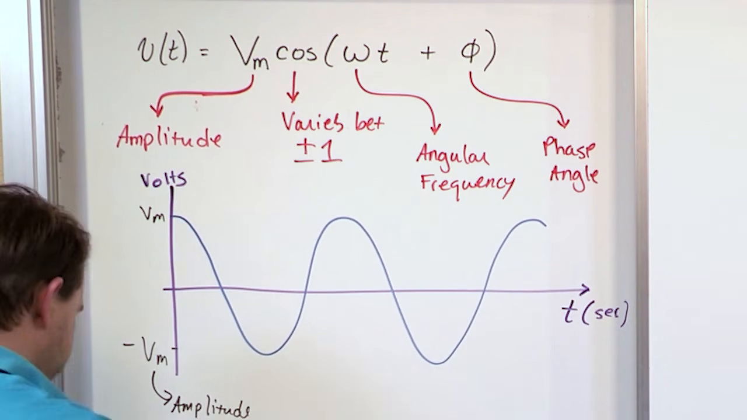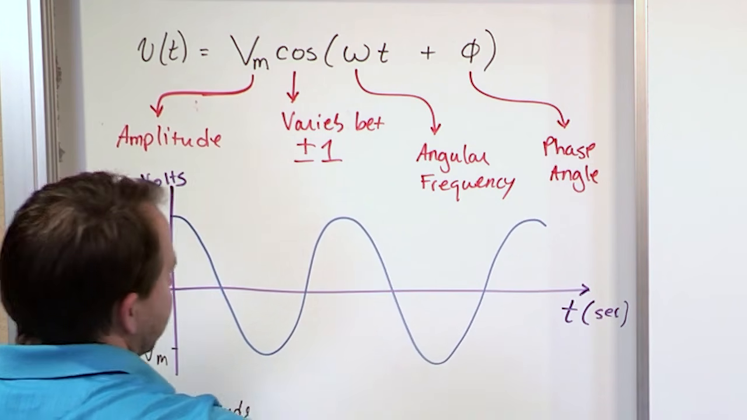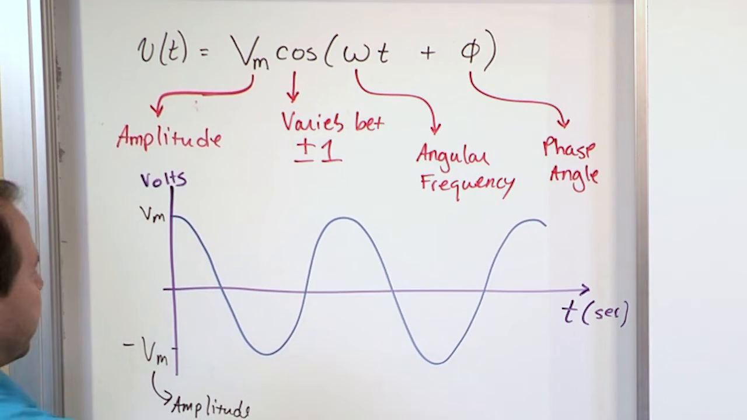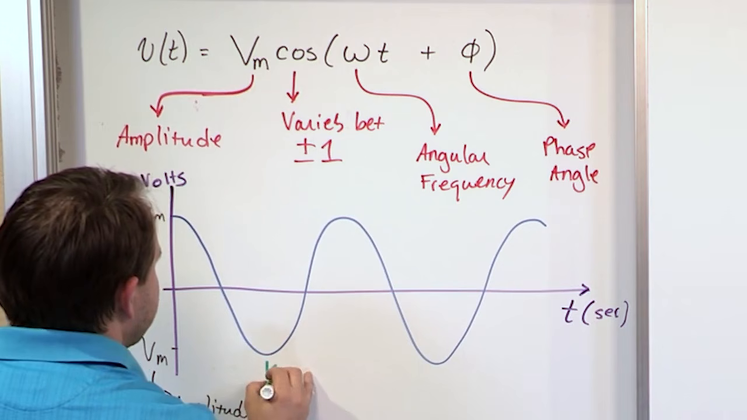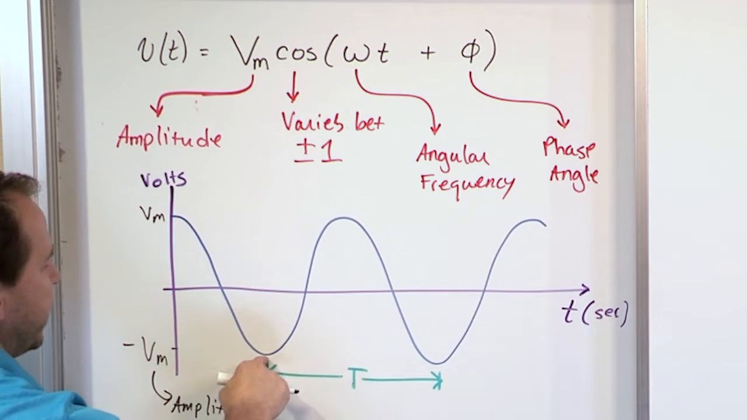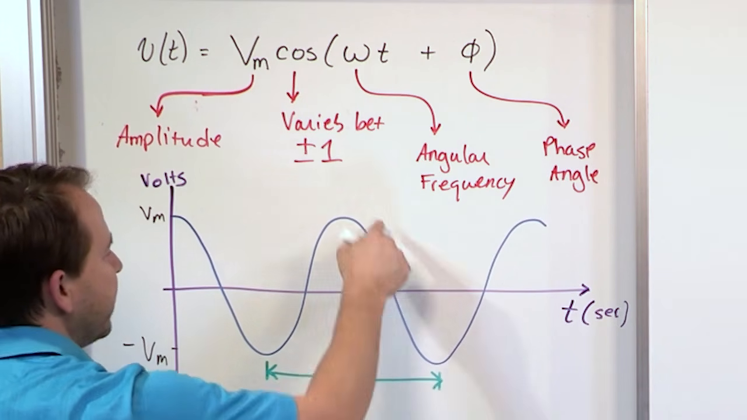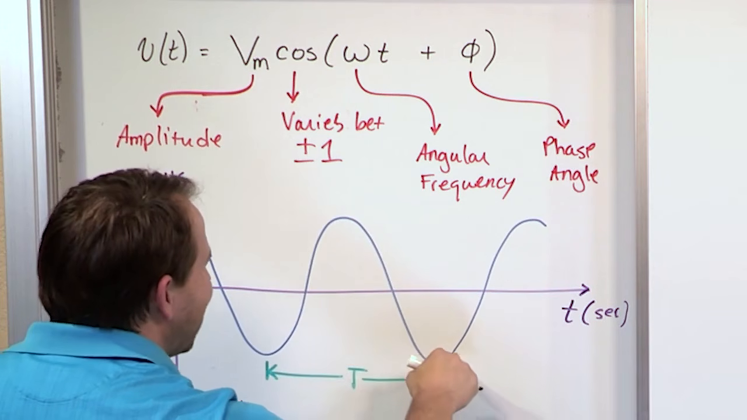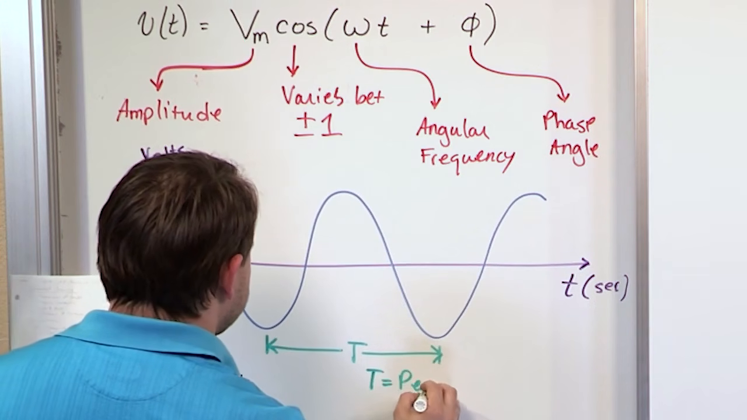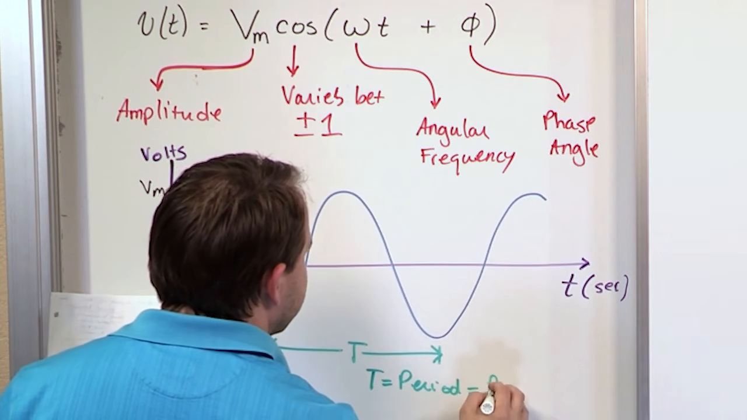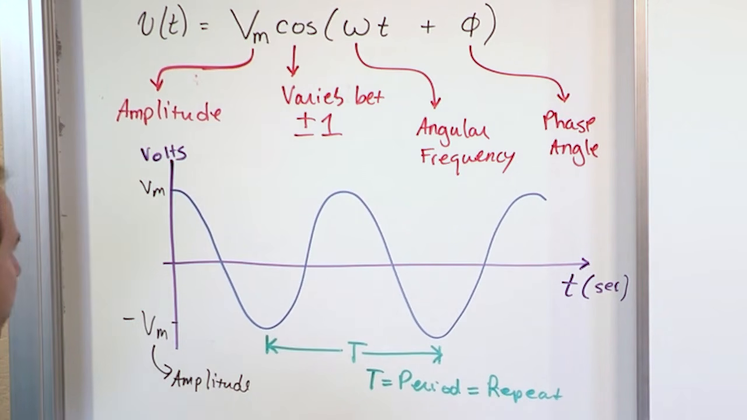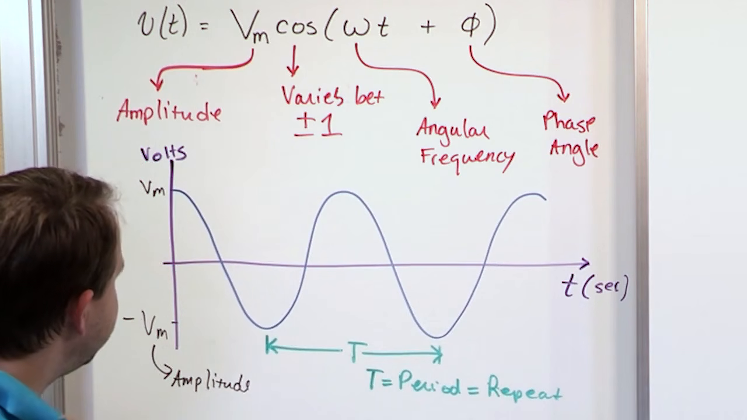And the other thing here, when you look at the source, you can see where it starts to repeat. Between this point and this point right here, notice everything starts over. Here you go from here to the bottom, everything starts over. So this is called one complete cycle or one complete period. So what we have is T is equal to the period, and that means you repeat.